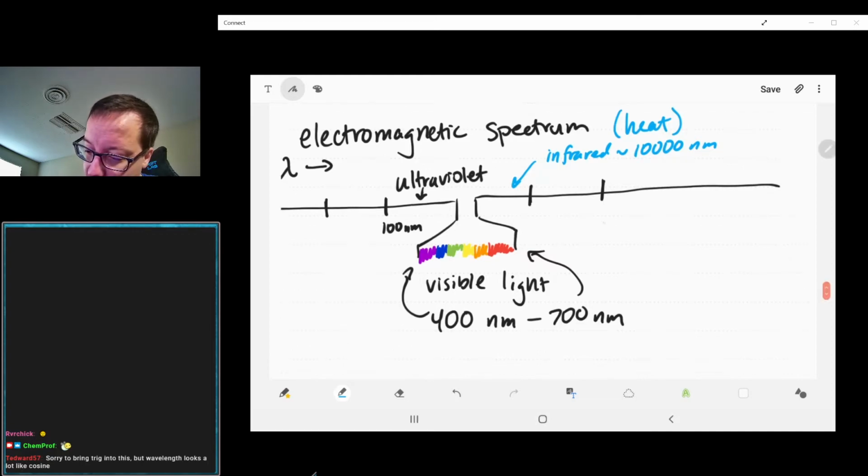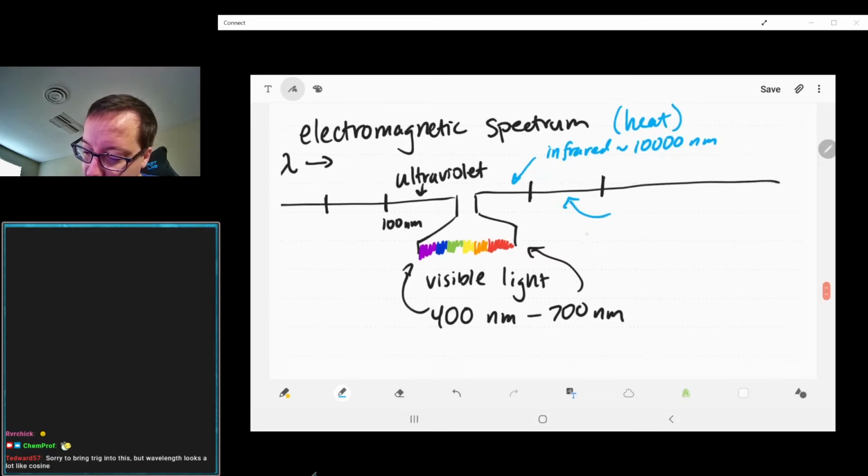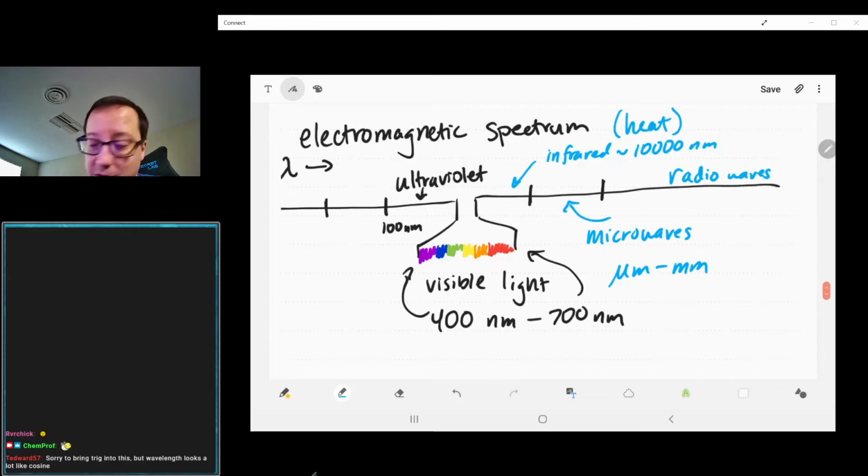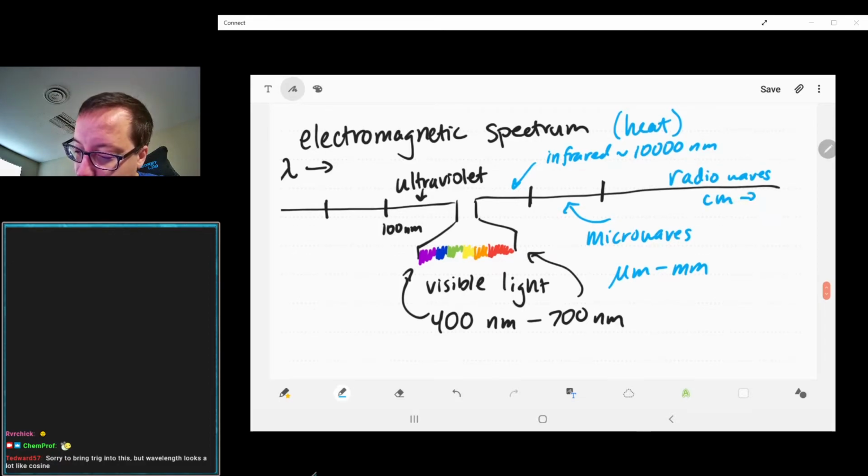If we keep on going, we're going to have the microwaves, which go somewhere in the micro to millimeter range. And then above that, we have the radio waves. Those are going to be more the centimeters to kilometers or even higher range. So radio waves are light, but they just have very long wavelengths.